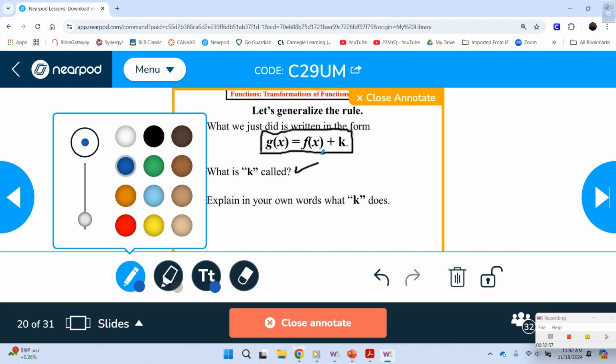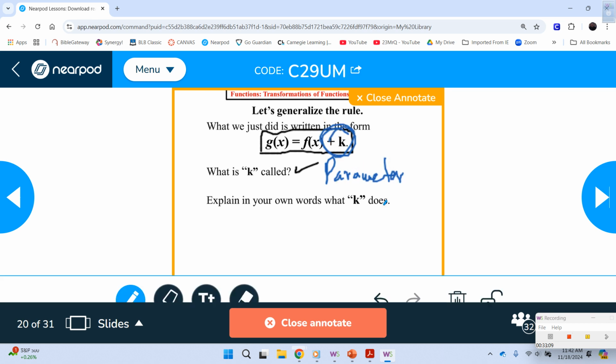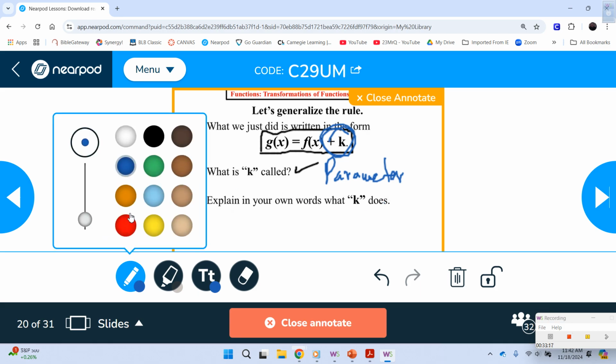All right, Mariah, what's another name for k? That is correct, parameter. Why? Because what is k doing right now? What did we just show? Positive, it goes up. Negative, it goes down. That is correct. And that's what you need to write there.